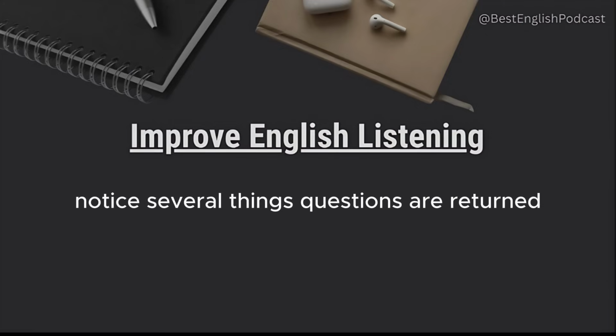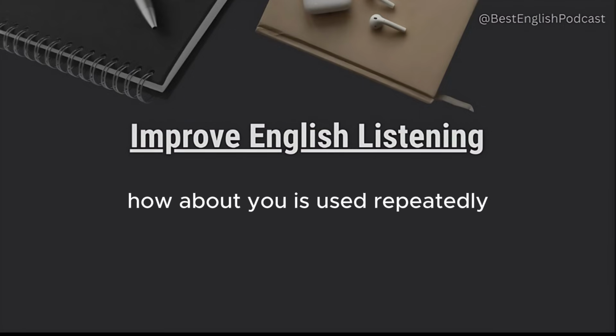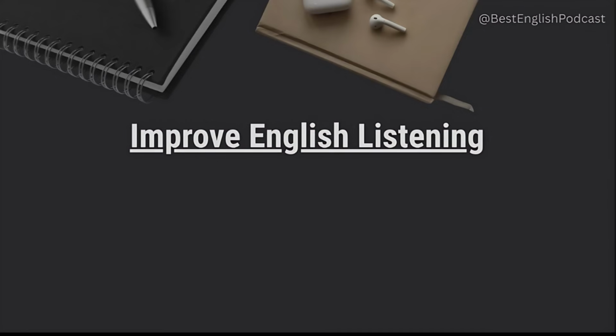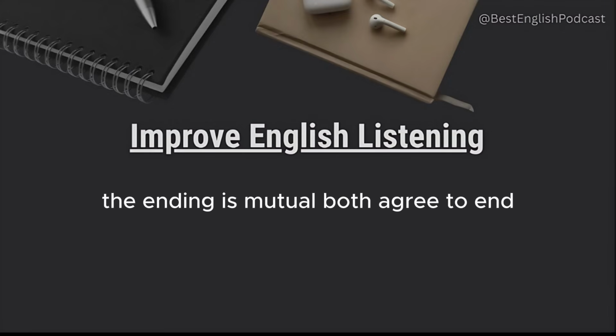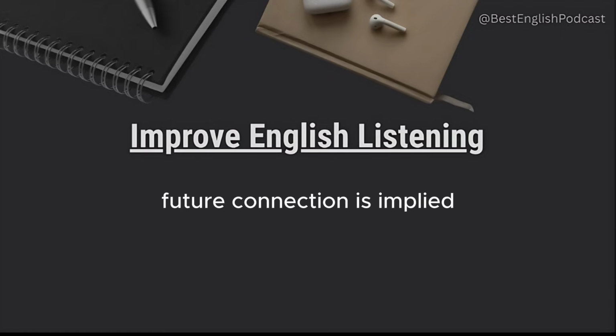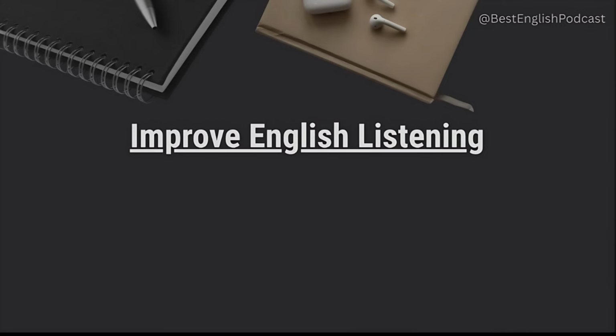Notice several things. Questions are returned. "How about you?" is used repeatedly. Details are added gradually: Italian place downtown instead of just restaurant. The ending is mutual. Both agree to end. Future connection is implied: "See you later." This is natural small talk.